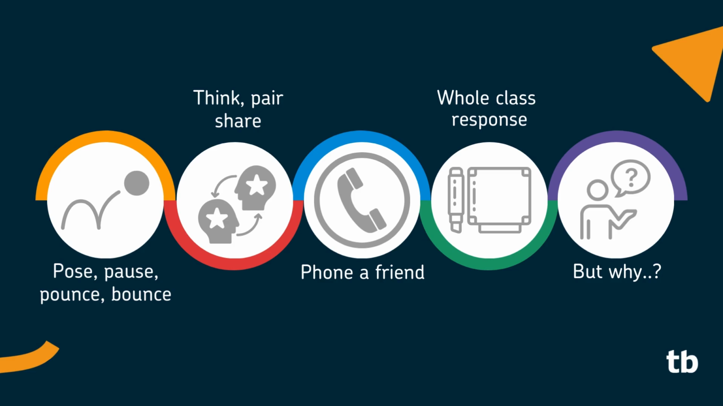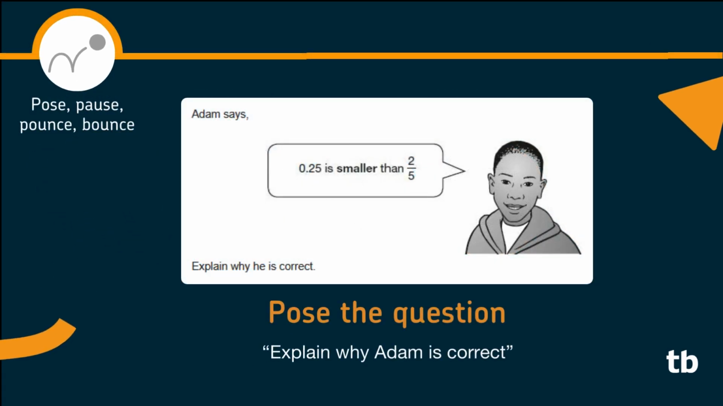Creating a culture of growth mindset so that children understand there is no wrong answer or a silly answer is crucial to building an understanding and the success of great questioning practice in the classroom. Pose, pause, pounce, bounce is a questioning technique that promotes deeper and higher order thinking.